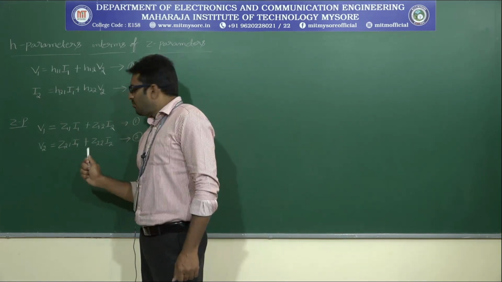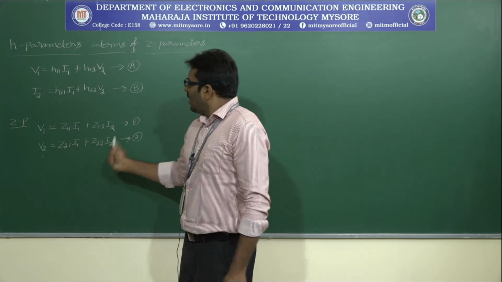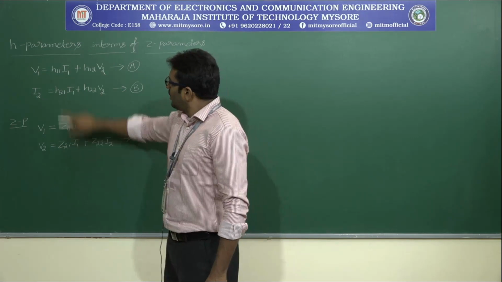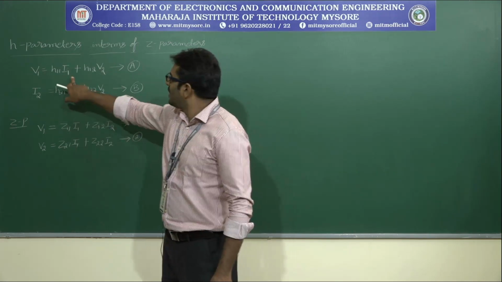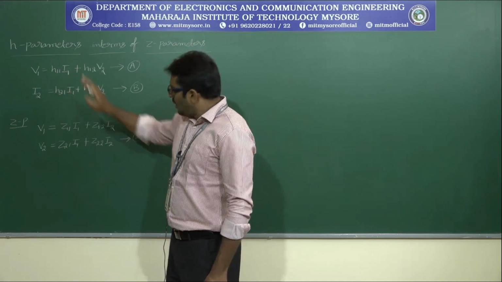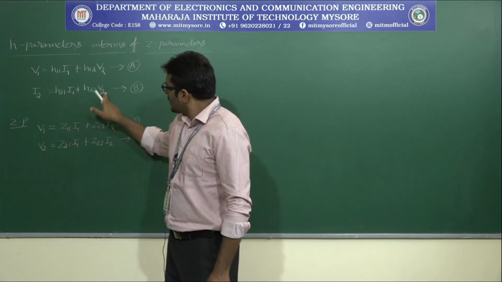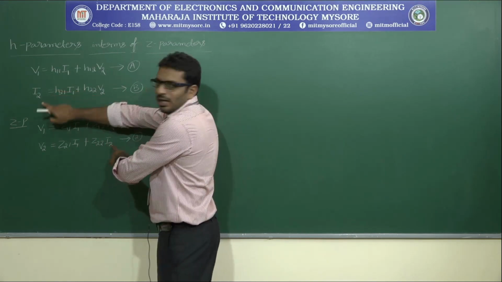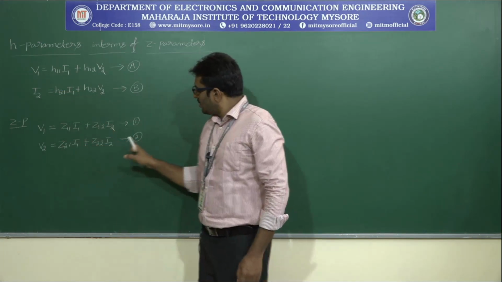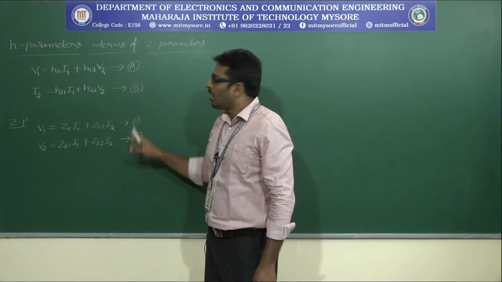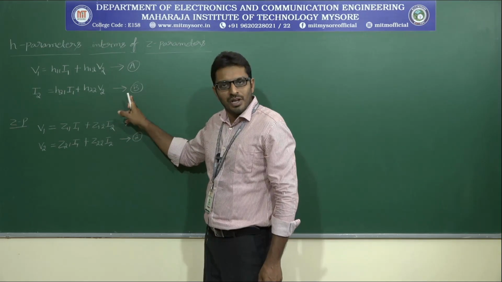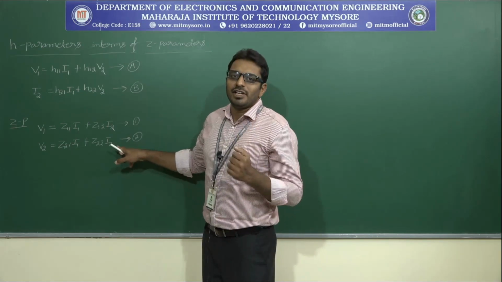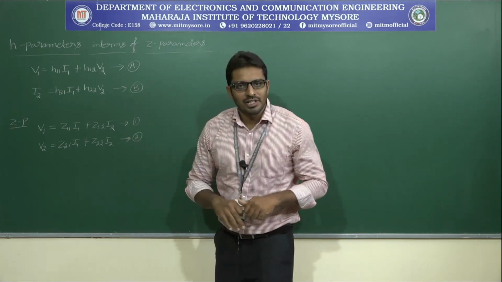Now, let us move on to equation 2. What are the variables in equation 2? V2, I1, I2. Just compare with equation A. V2, yes, it is there. I1, yes, it is there. I2 is absent in equation A. Now, compare with equation B. V2, yes, it is there. I1, yes, it is there. I2, yes. All the three variables of equation 2 are present in equation B, so we can consider equation 2 and rearrange it, then we can compare with equation B.